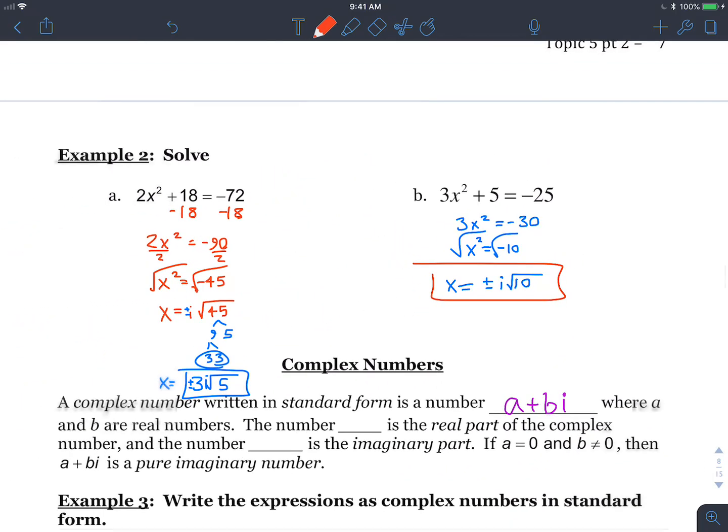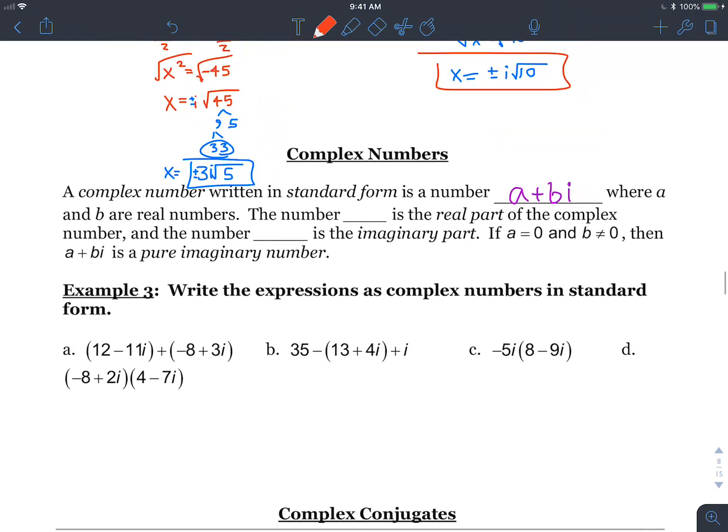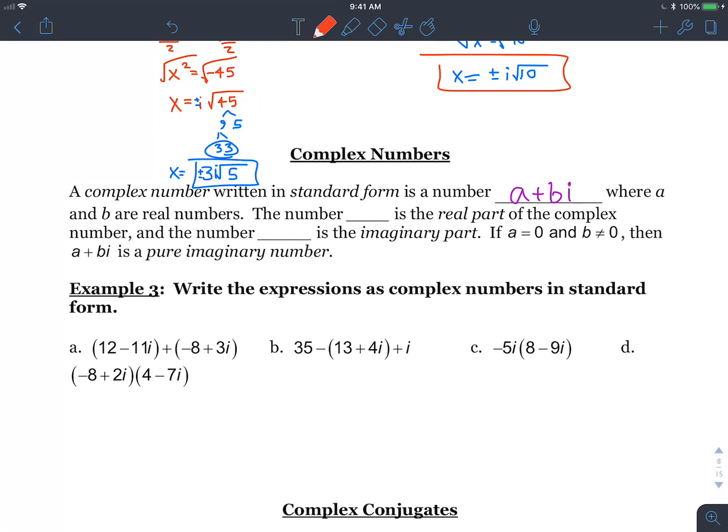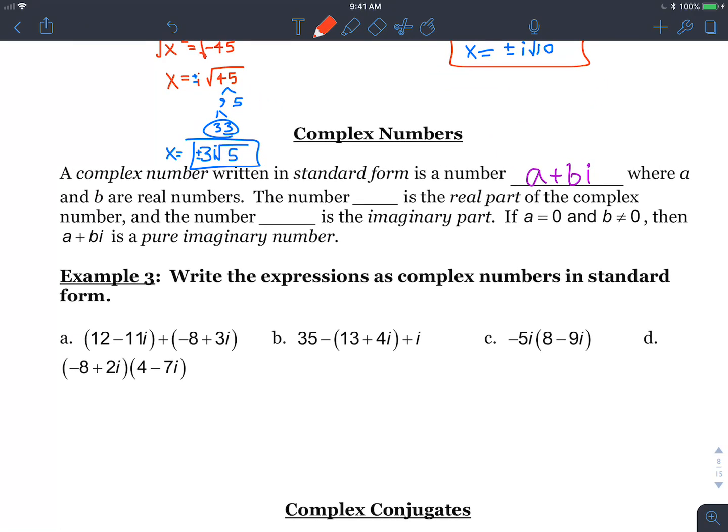So look out for those types of problems there. The next little section here is about complex numbers. Complex numbers are combining, I guess, imaginary numbers with real numbers here. And here's how it typically looks right here.